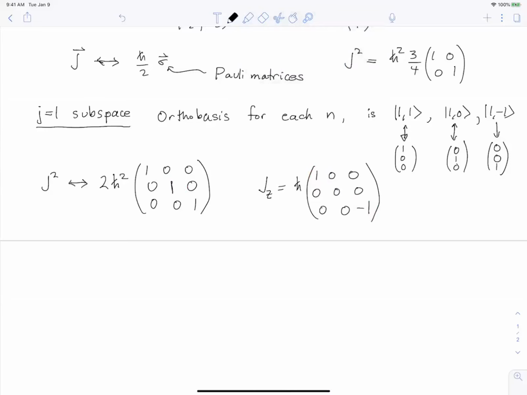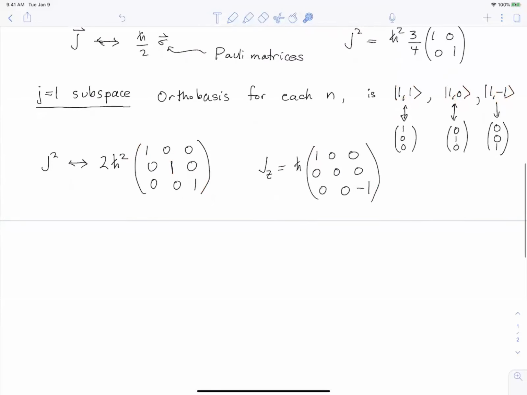Because all of these states have the same eigenvalue of j squared. It's j times j plus 1 times h bar squared. So these should have each been just 2 h bar squared. The 2 h bar squared I've pulled out front, but otherwise it's just the identity matrix, whereas j sub z is giving the first number, which is the same, and j sub z is giving the second number, which is 1, 0, or minus 1.